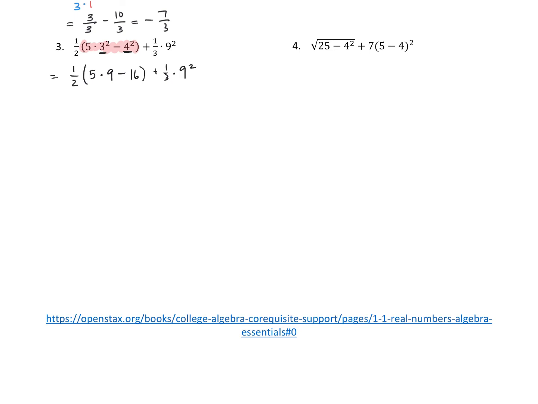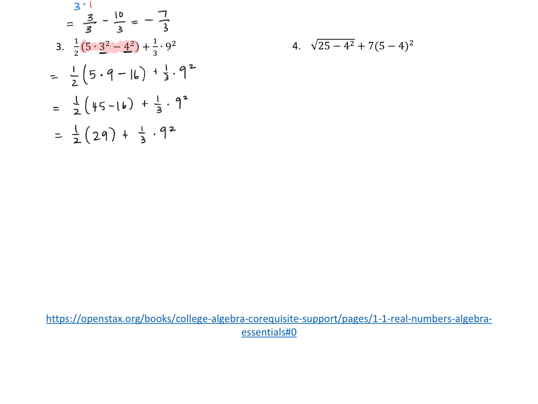Okay, we're going to keep working inside the parentheses. So 1/2, we've got to do multiplication first, so that'll be 45 minus 16. Bring down the other stuff. And then 45 minus 16, that is what, 29, I believe. Bring down the other stuff.